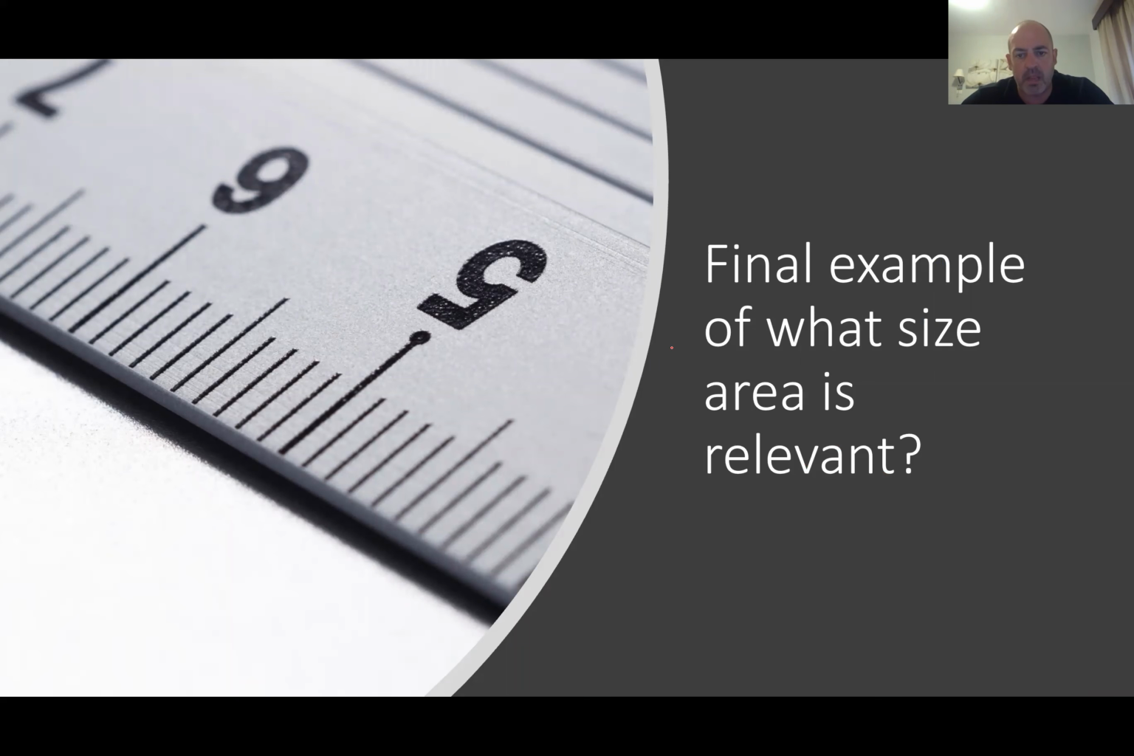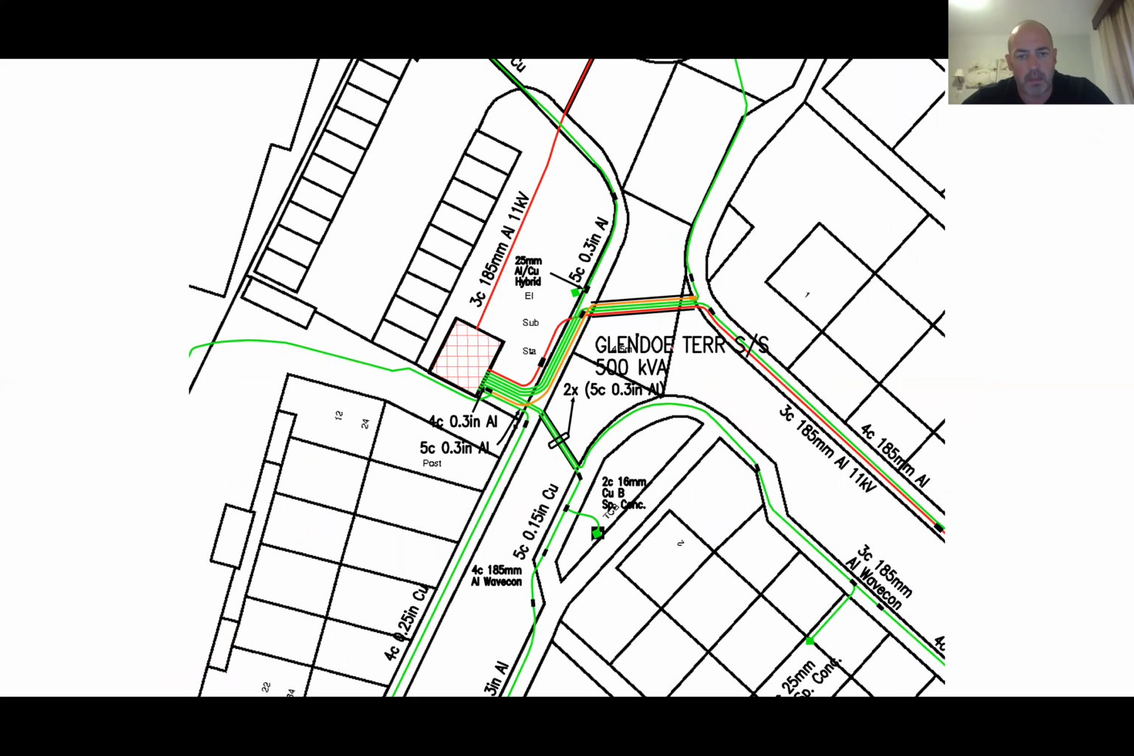Final example of what size area is relevant. This is a complicated one. This is an SSE plan up in Inverness, and this is an area around a substation. And thinking back from the techniques that I've shown you, it looks very complicated here. But what we do here is, again, we apply signals here. So we find on power, we apply Jenny signals here and here. We can hook up to things, and we can get signals on these going back. It's not perfect, but we certainly find a lot more.